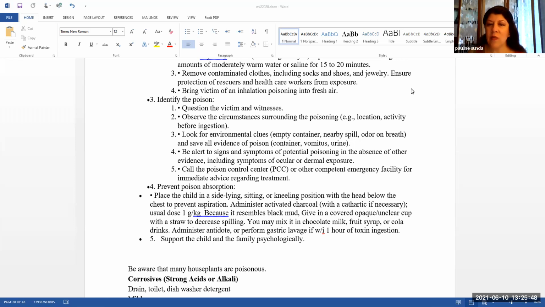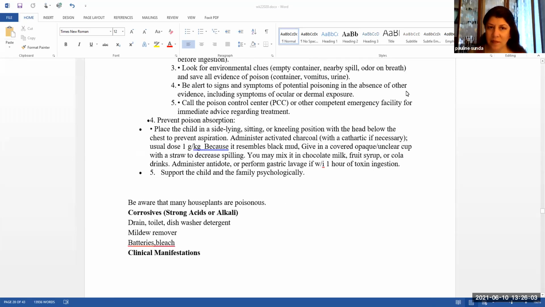Be alert to signs and symptoms of a potential poisoning in the absence of other evidence, including ocular or dermal exposure. Call the Poison Control Center or other competent emergency facilities for immediate advice regarding treatment.